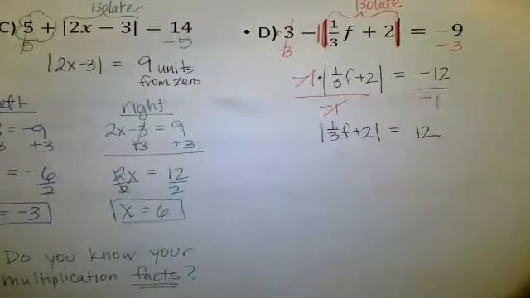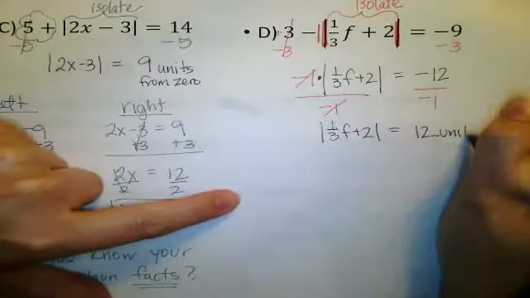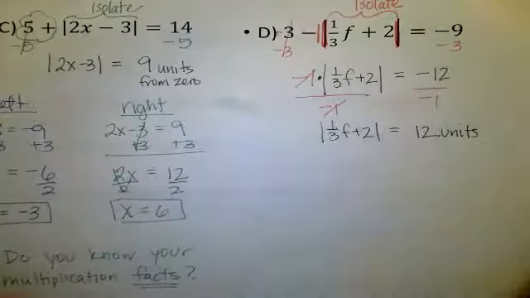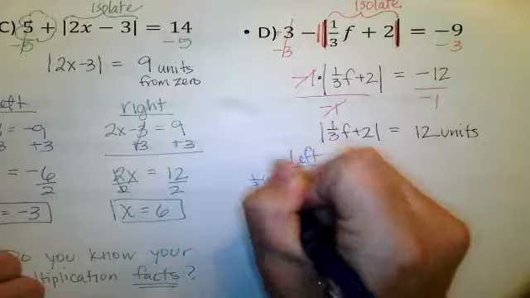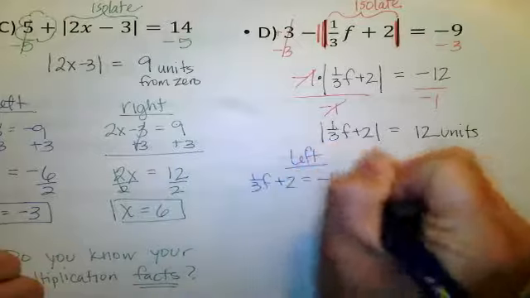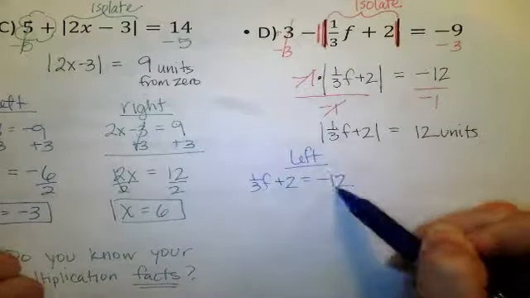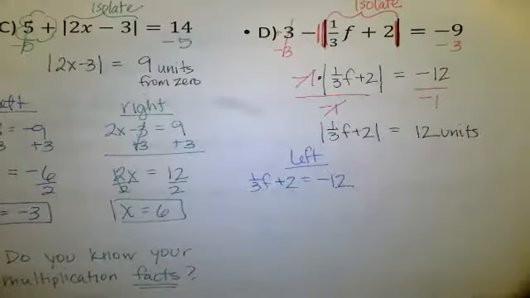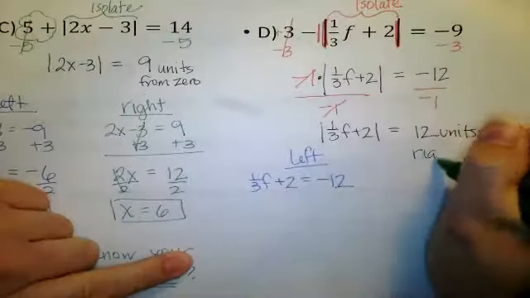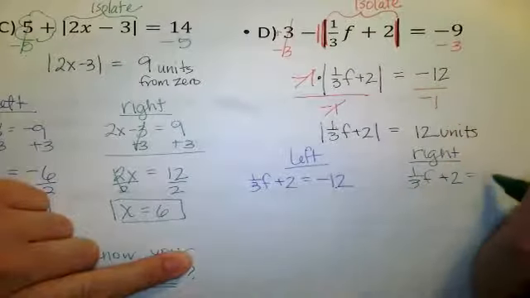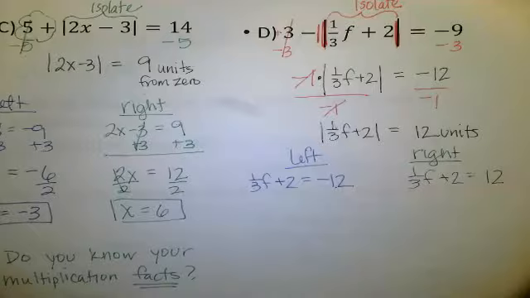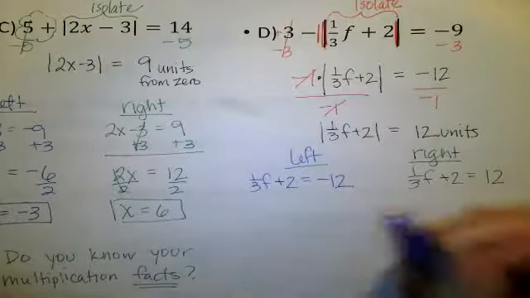So now that absolute value is fully isolated. So this is 12 units from 0. And remember, that could be 12 units to the left. So 1/3 f plus 2 is equal to negative 12. Left of 0 are the negative units. Or it could be 12 units to the right. So 1/3 f plus 2 equals positive 12. To the right of 0 are positive numbers. So go ahead and solve.